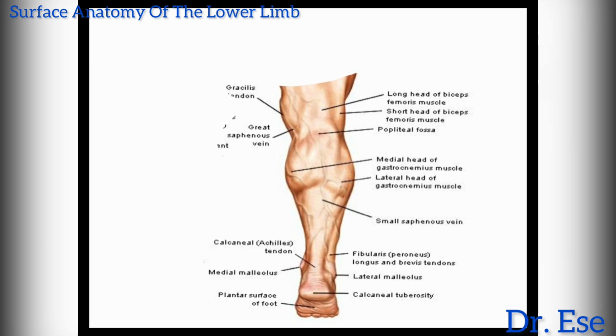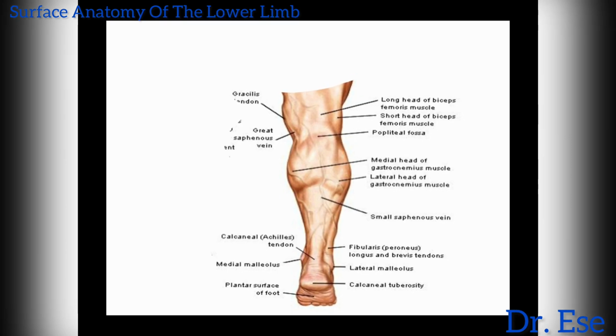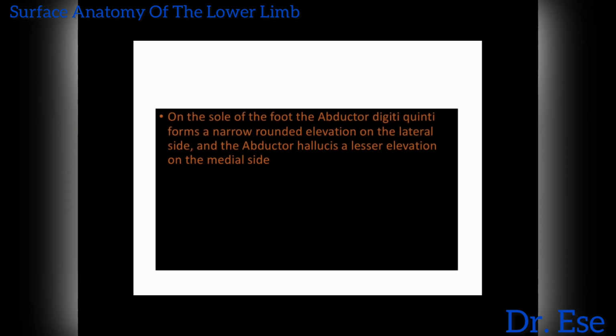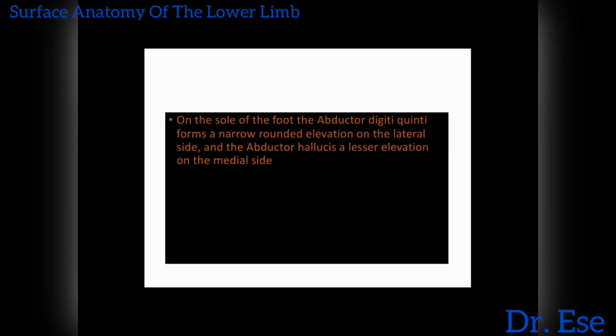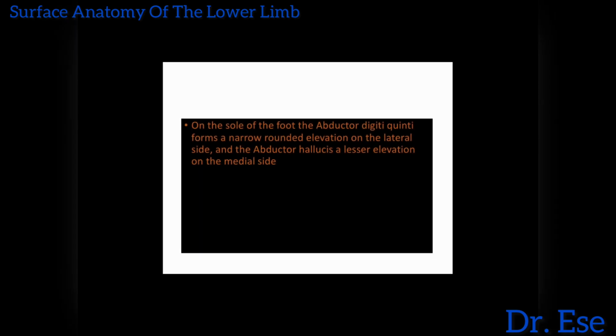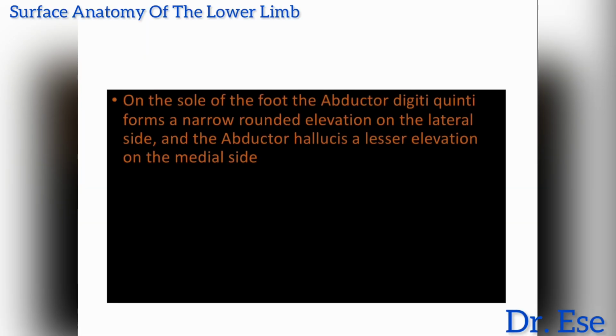This diagram explains all I've said in the previous slide. On the sole of the foot, the abductor digiti minimi forms a narrow rounded elevation on the lateral side, and the abductor hallucis a lesser elevation on the medial side.